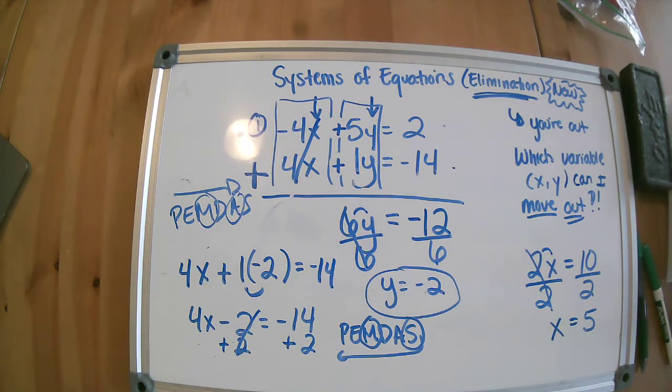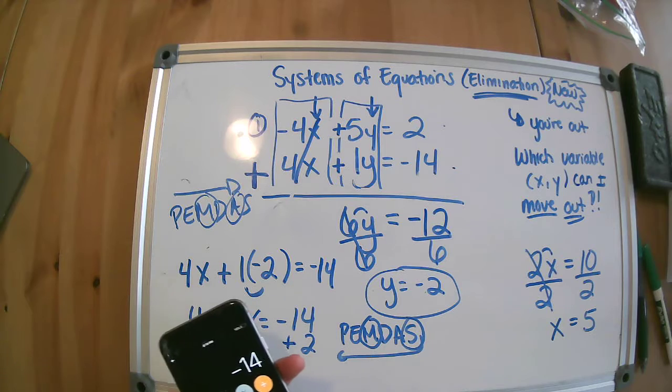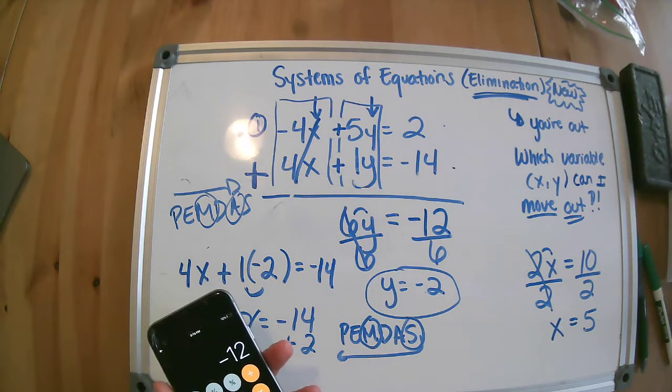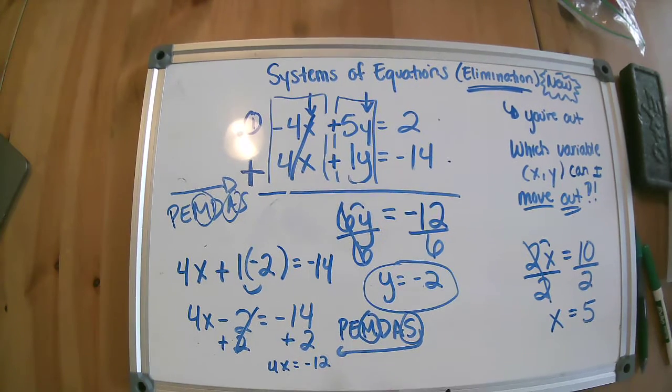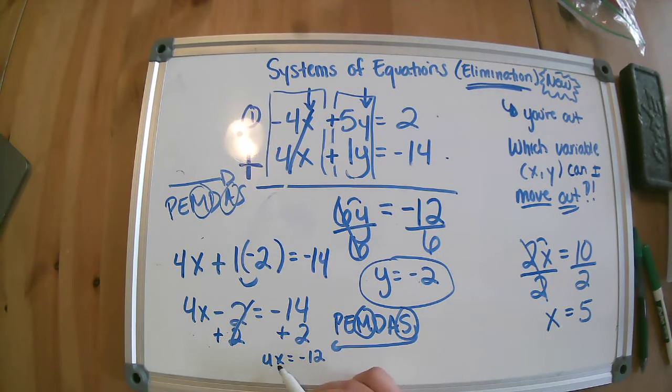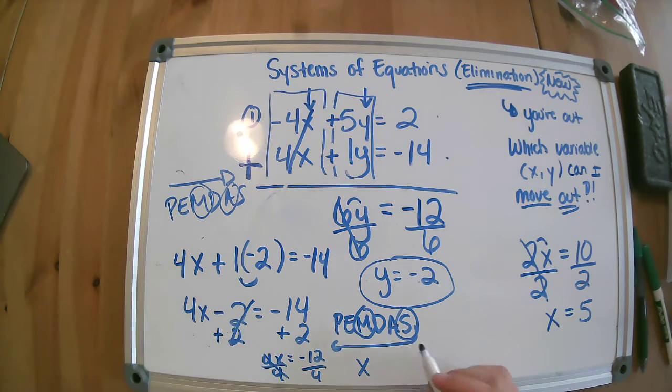Now I'm going to take my calculator so I don't mess up those negatives there. I'm going to do negative 14, and I'm going to add 2 to it, and I get negative 12. So now I have 4x equals negative 12, and the last step is to divide by 4 on both sides to get x by itself. And when I do that, I get negative 3. So x is equal to negative 3.